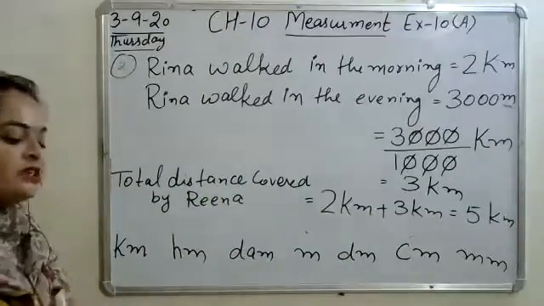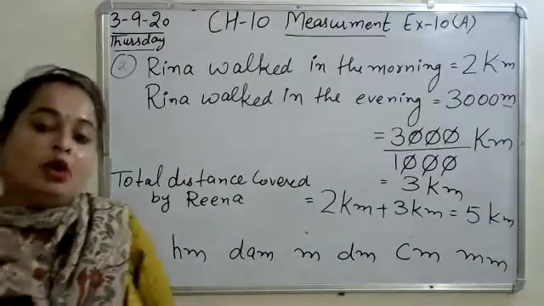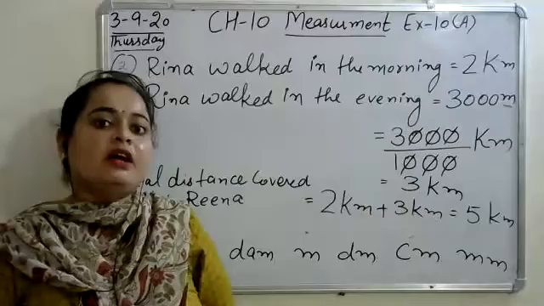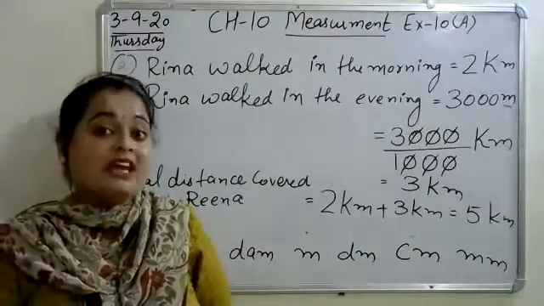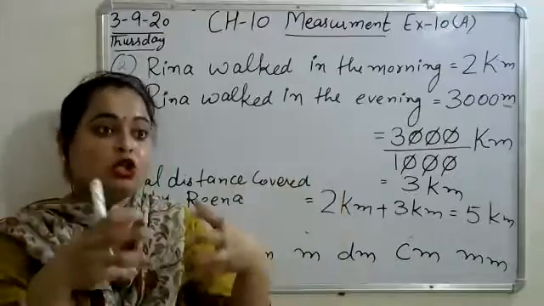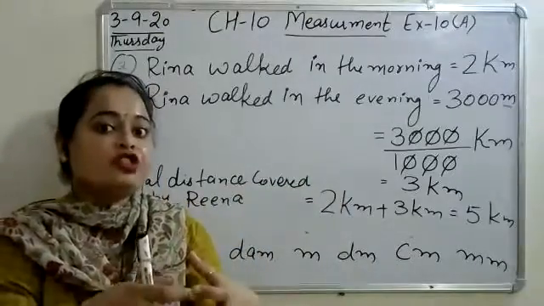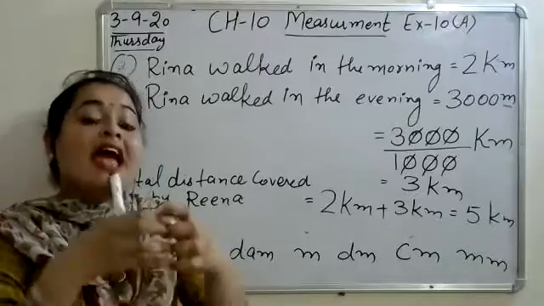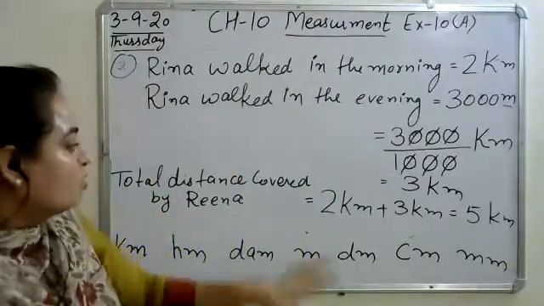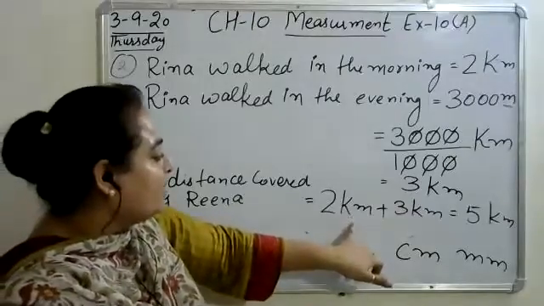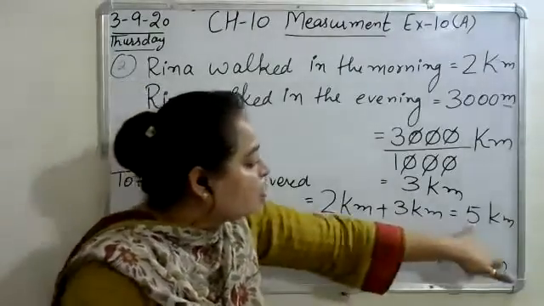So the distance covered by Reena in the morning, distance covered by Reena in the evening. And the question is based on total distance. Total is the indication of addition. So you will add morning walk to the evening walk. So the final result is 2 kilometer plus 3 kilometer is equal to 5 kilometer.